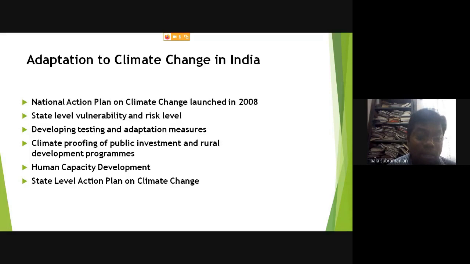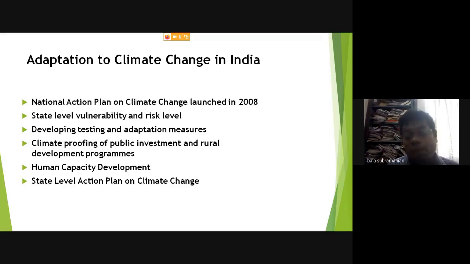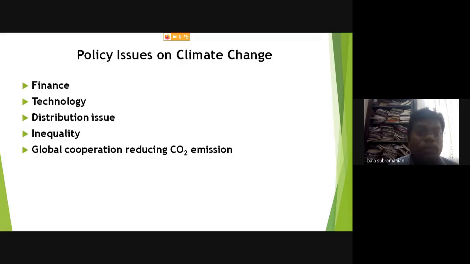Then finally, the state level action plan on climate change. Each and every year they have to submit the state action plan on climate change, so we have to assess and update it. What are the other issues there? Urgently we need to focus on this.